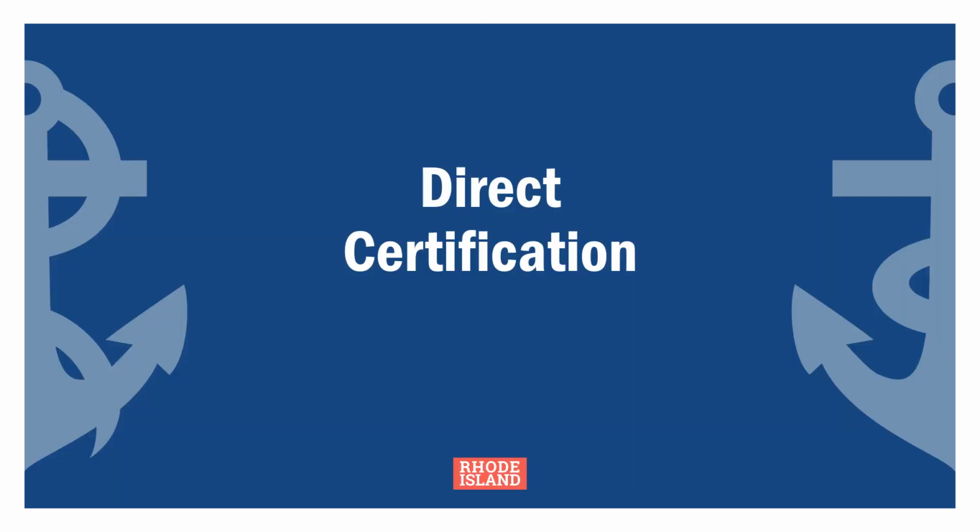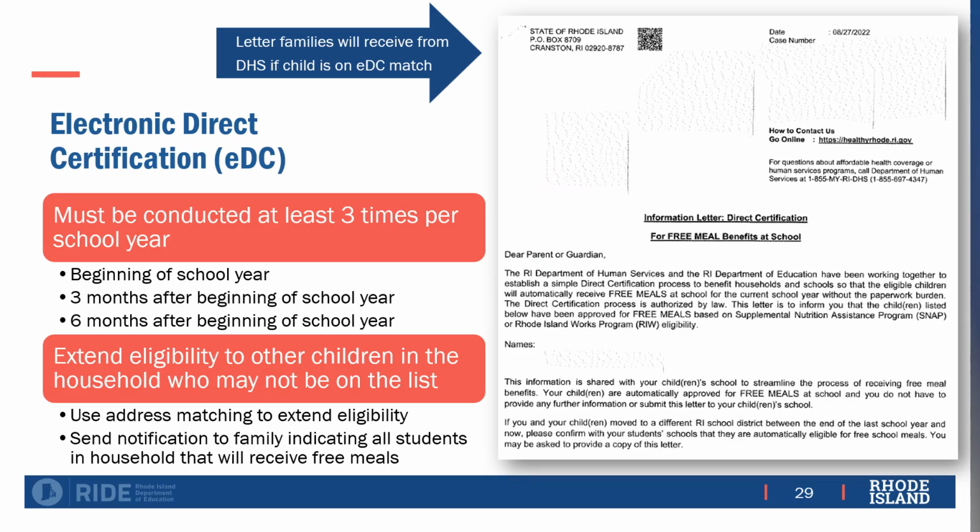Now, we will review the direct certification process. Automatic data matching, generally referred to as electronic direct certification or EDC, must be conducted at least 3 times per school year. Once at the beginning of the school year, 3 months after the beginning of the school year, and 6 months after the beginning of the school year.